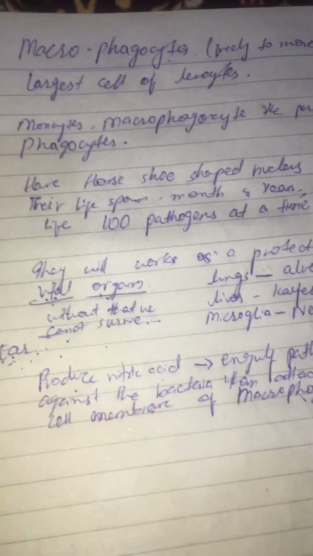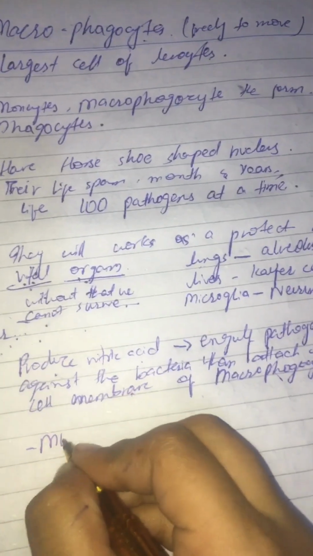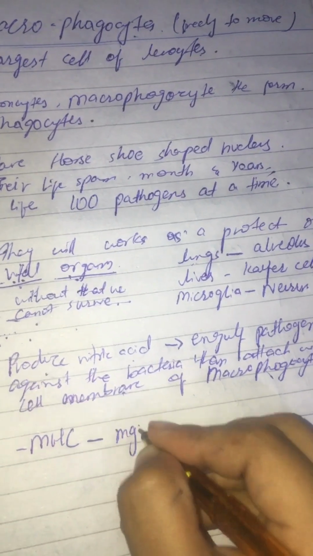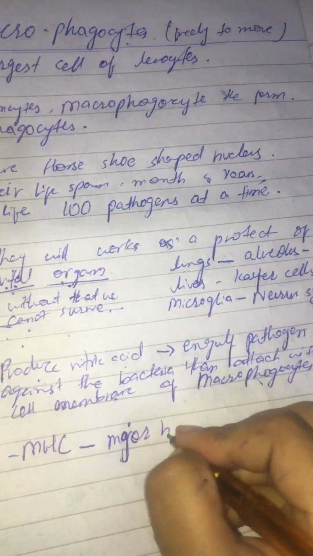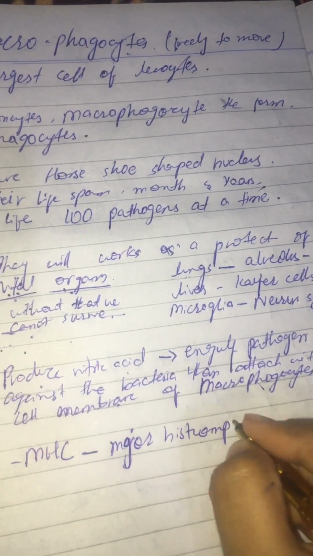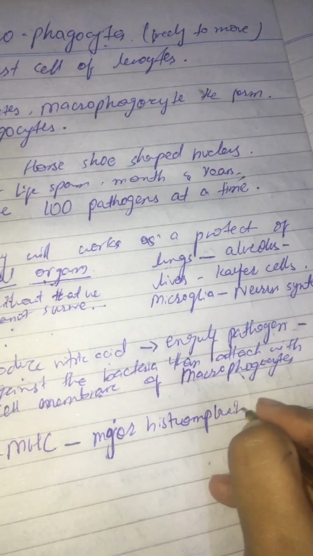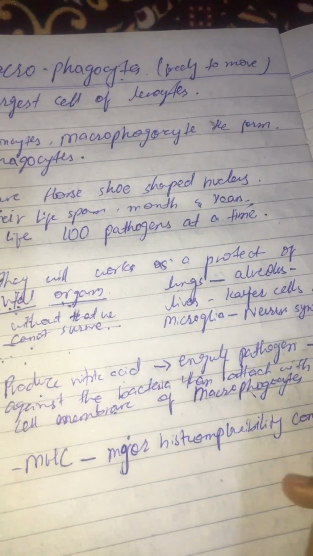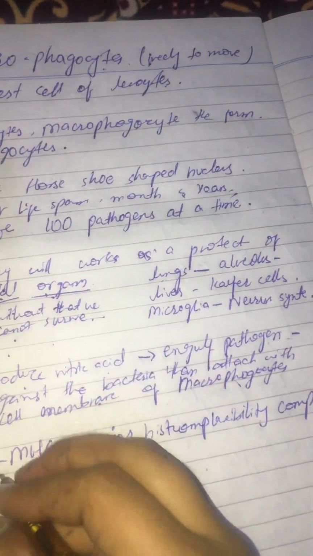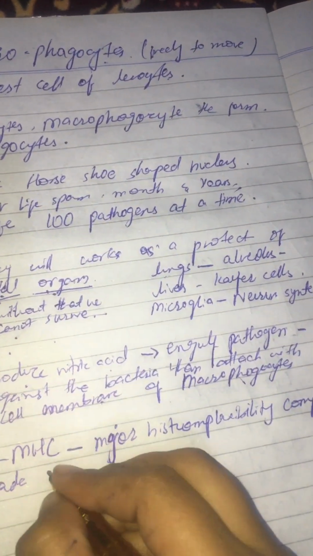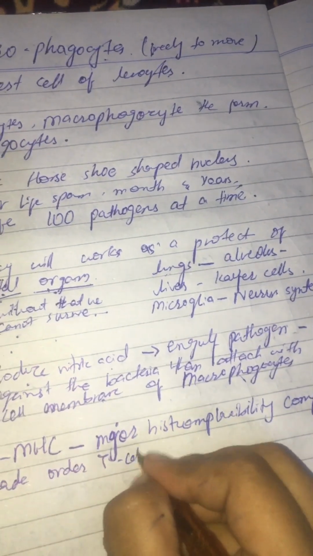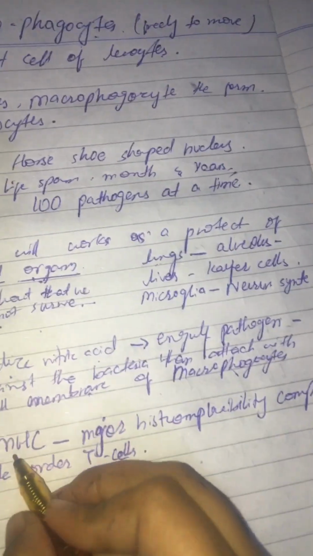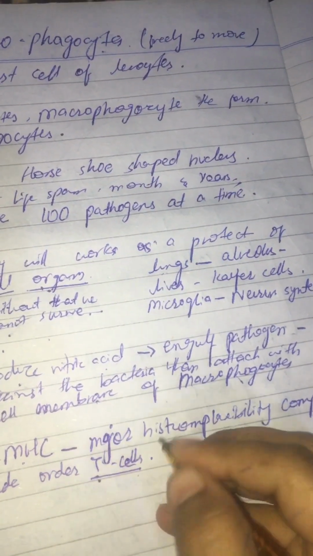So then these macrophagocytes will make MHC. Now what's the full form of that? That is major histocompatibility complex. This will be activated, and this MHC will send an order to the T cells. As we studied in the first line of defense, what were T cells? Here this will send an order to T cells to make antibodies.